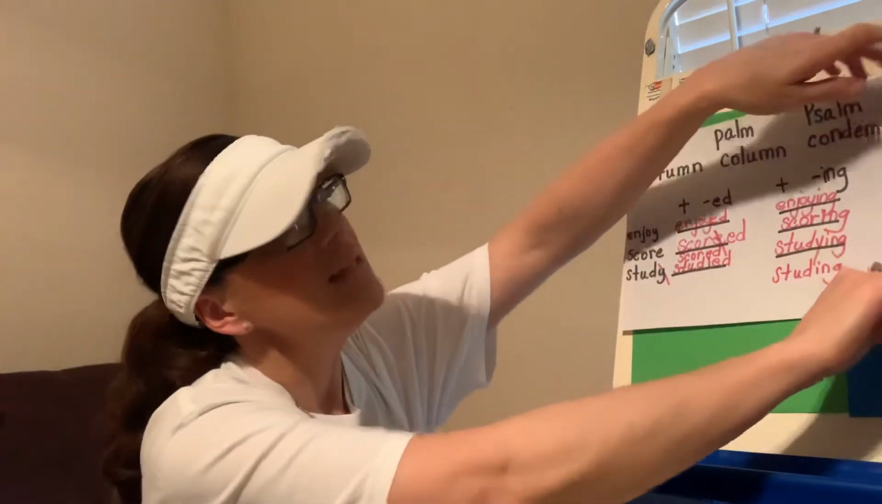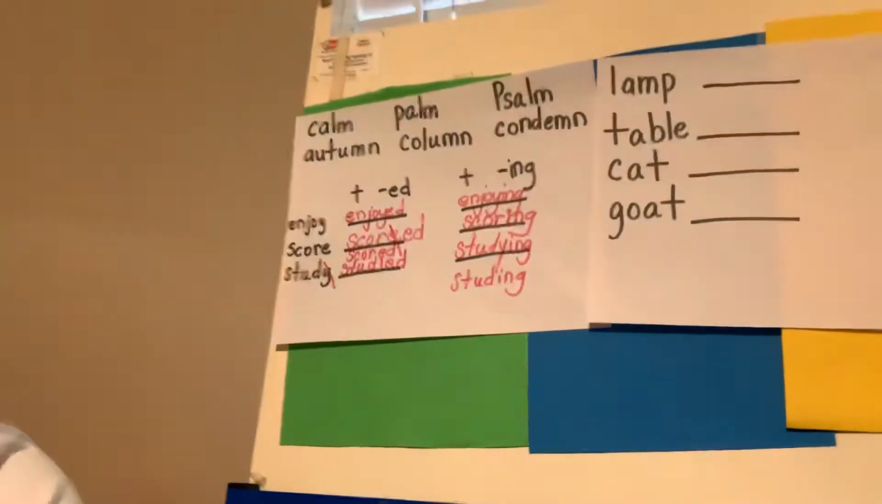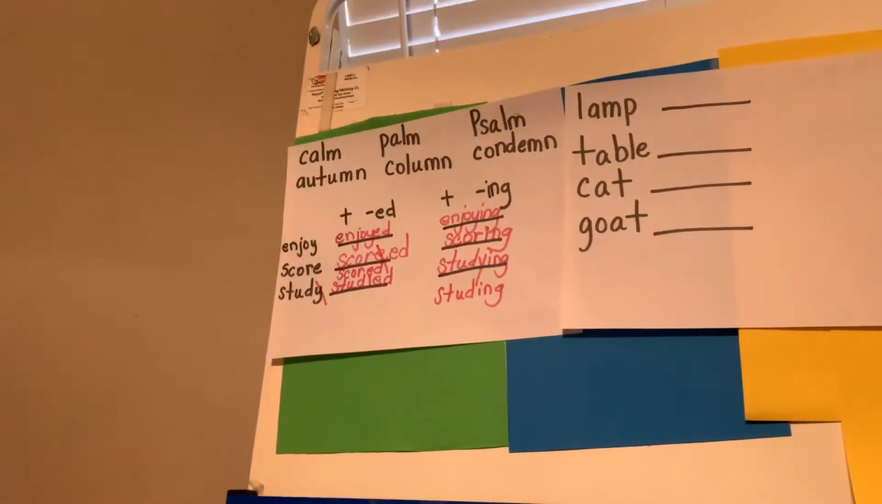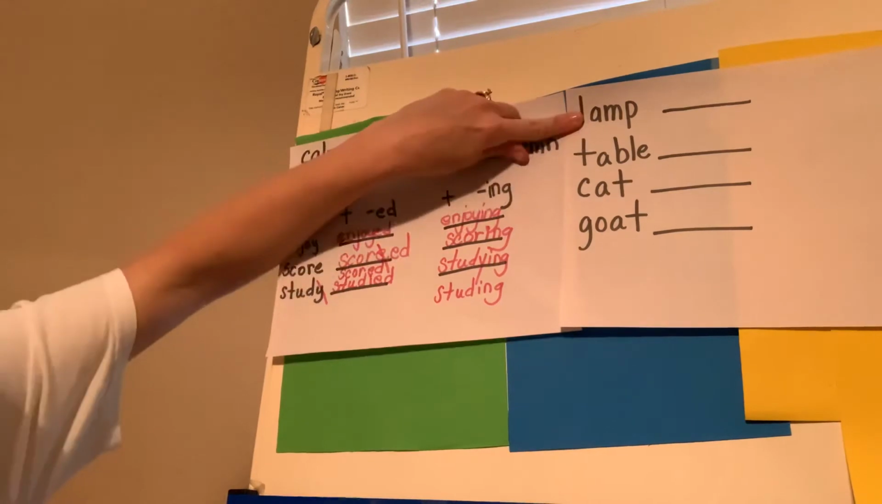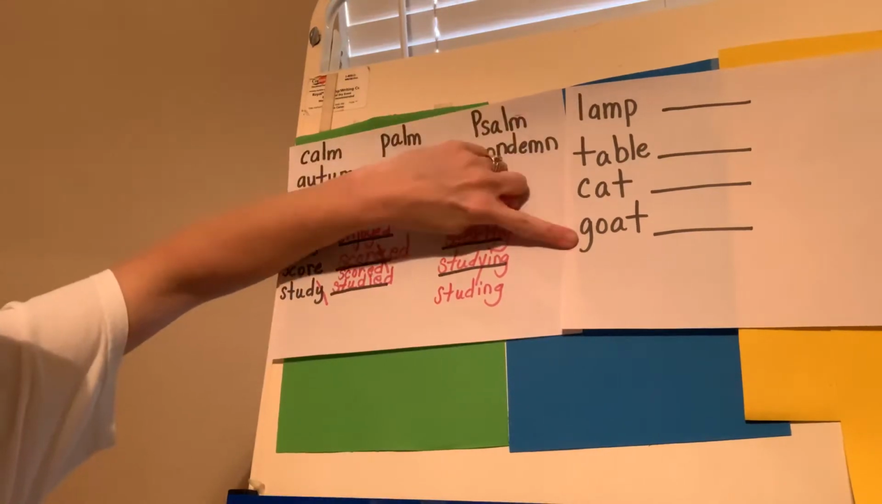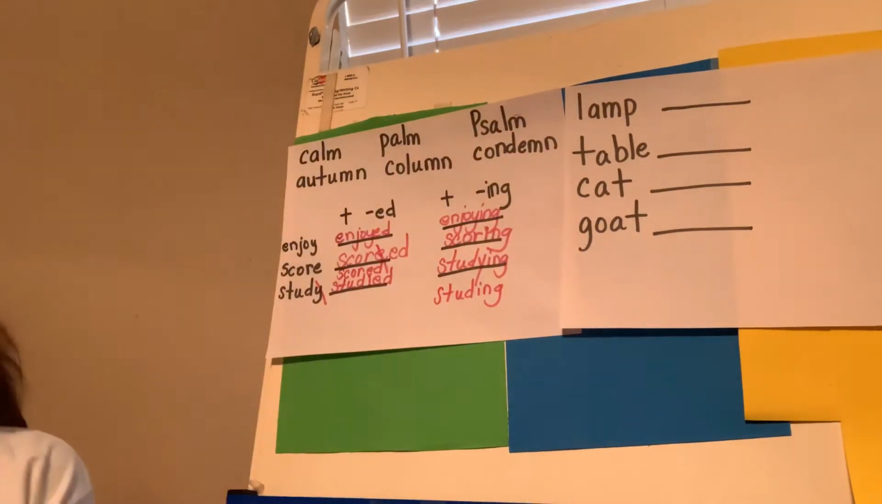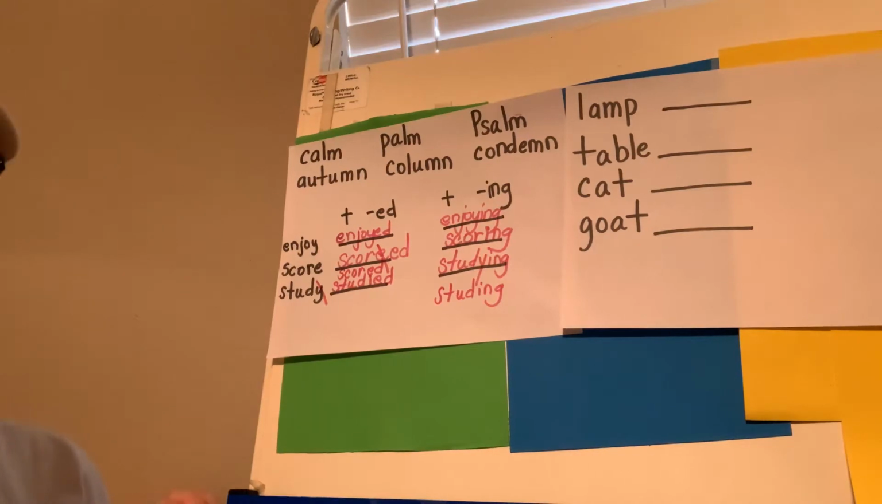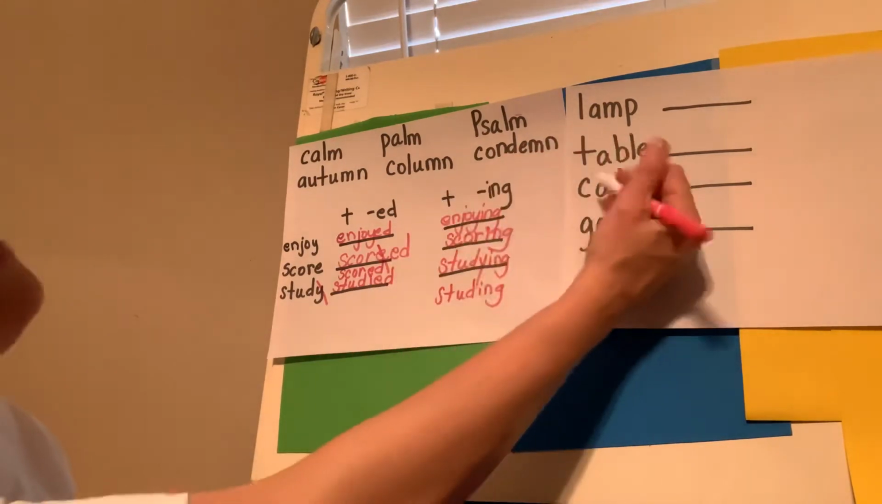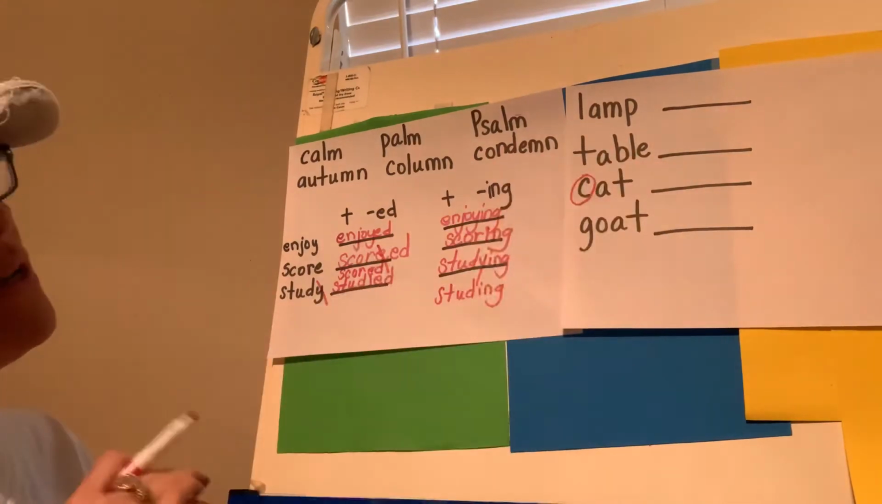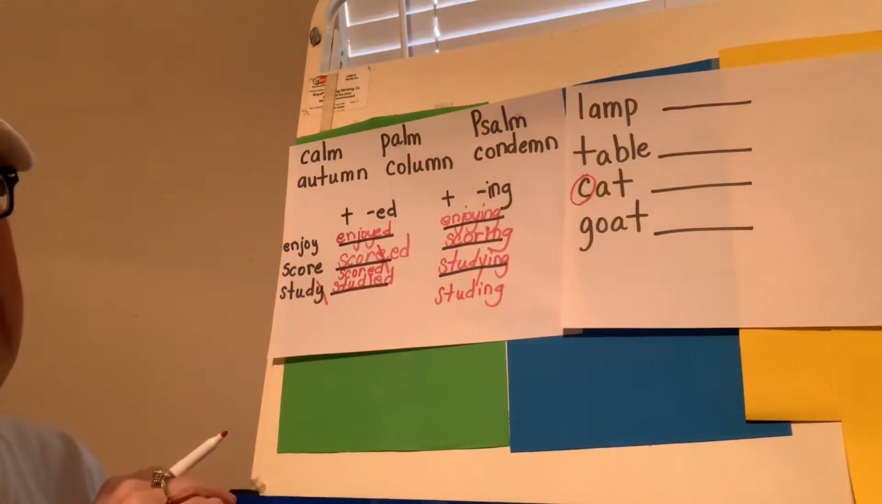Next, we're going to practice our alphabetical order. So we're going to turn the camera to the list of words. Lamp, table, cat, goat. Now this is an exercise to remind you how to alphabetize words. You look at the first letter of the word. Notice I went to C in cat.